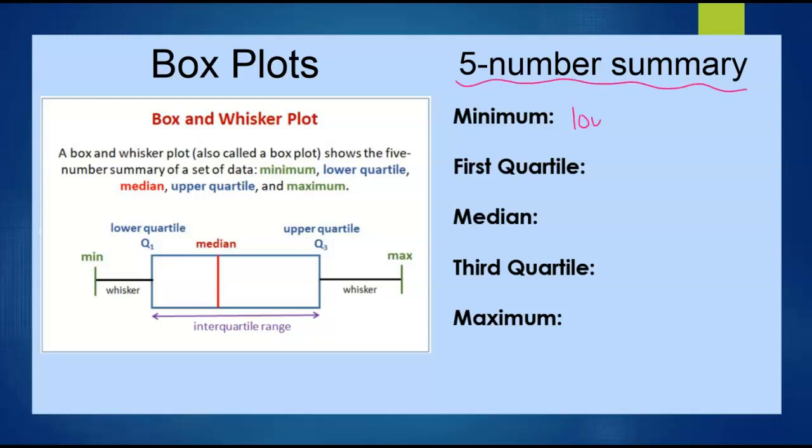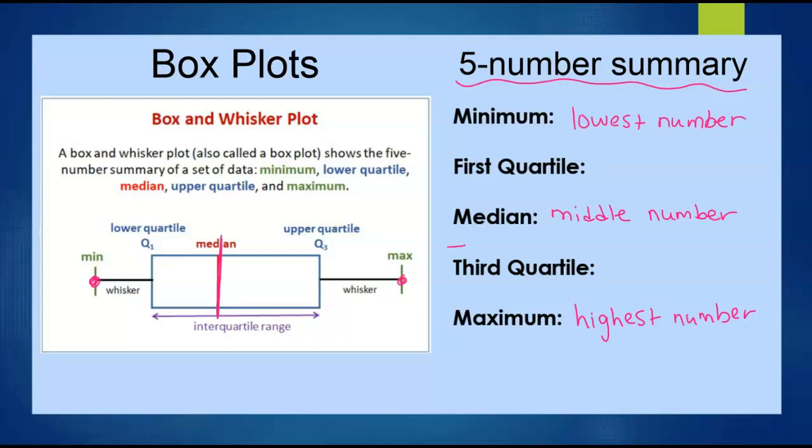The minimum is the lowest number of the data. The maximum is the highest number of the data. And they are the minimum and the maximum of our graph. Now, the median is half of our data, so we find the middle number. But always remember, order them from least to greatest first. So then it's the middle number.